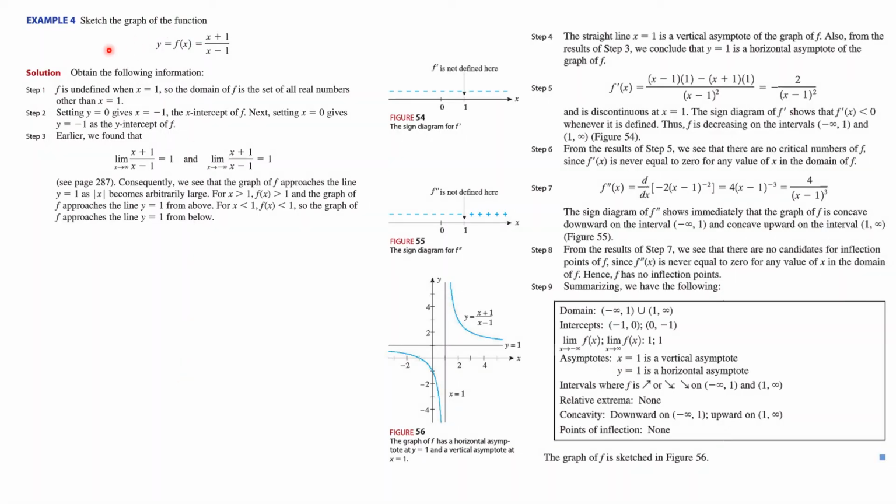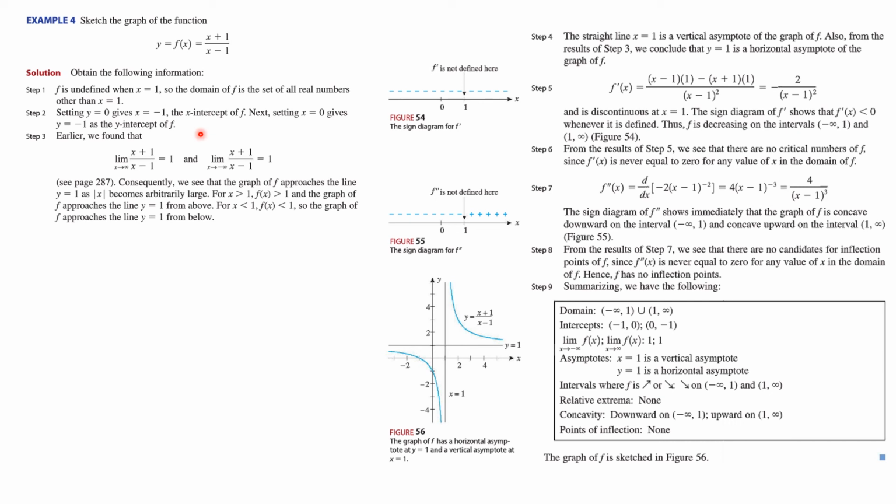Here's example 4, where we sketch the graph of y equals f of x equals x plus 1 over x minus 1. Well, it's undefined when x is equal to 1, so the domain is the set of all real numbers other than x equals 1. If we set y equals 0 here, that means that the numerator is equal to 0, so x equals minus 1 is the x-intercept, and y equals minus 1 is the y-intercept. So we have a couple of points as well.